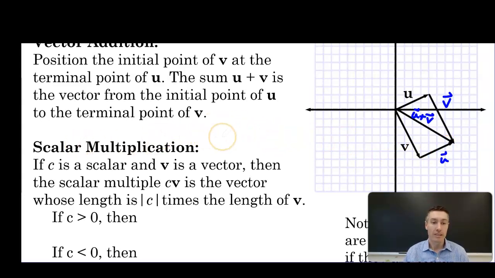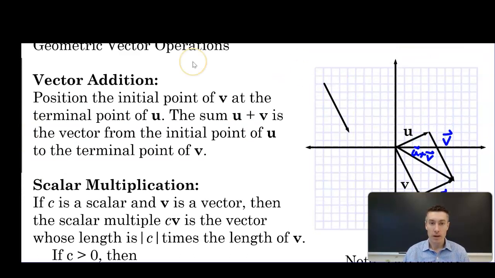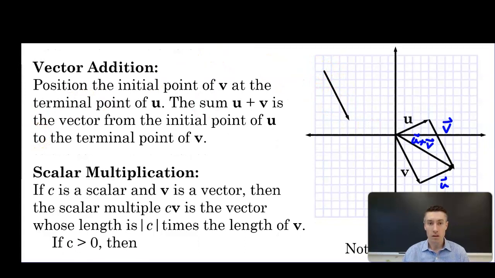Scalar multiplication. If c is a scalar and v is a vector, then the scalar multiple c times vector v is the vector whose length is absolute value of c times the length of v. Now in this case it is absolute value since c is a scalar, it's a number as opposed to a vector, so it's not a magnitude. So scalar multiplication, before we start defining the cases underneath, let's take vector v. So remember, vectors are not fixed in space, so we can move vector v there. So that's vector v.